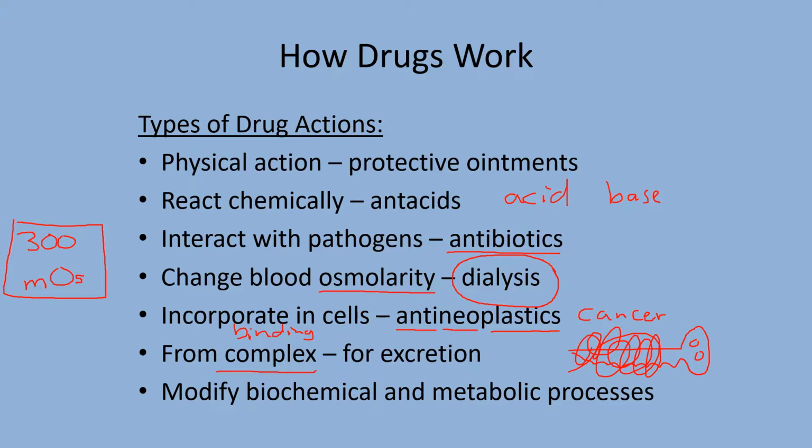Modify biochemical or metabolic processes. So think of things that slow or increase your metabolism.